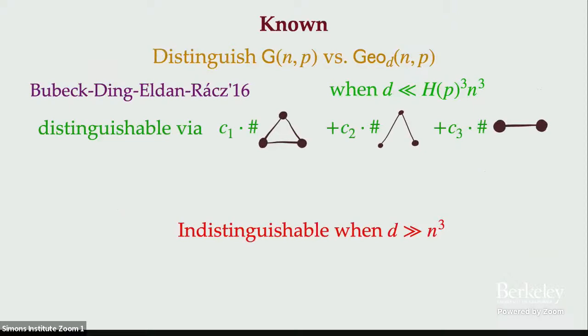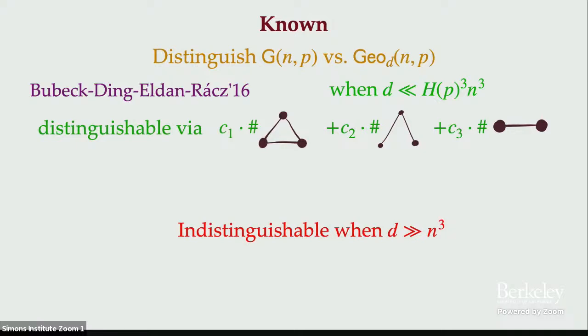This problem has been studied before by Bubeck, Eldan, and Rácz in 2016, and they were able to give a distinguishing algorithm in a certain regime. Maybe I should mention that this distinguishing problem depends on certain parameters. For certain choices of d, the dimension of the sphere, and p, this will be an easy distinguishing problem. However, for other choices of d and p, it will be hard.